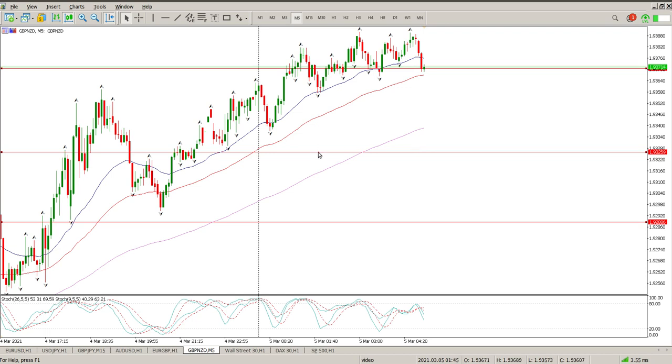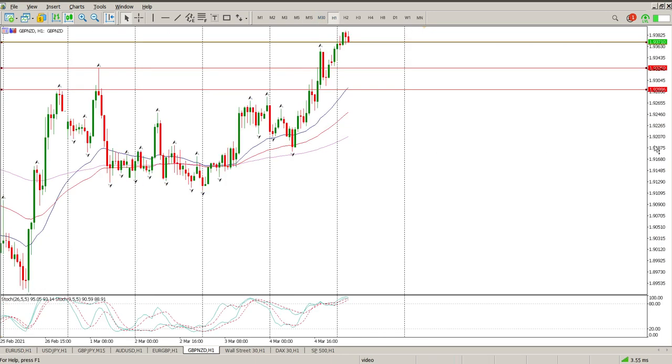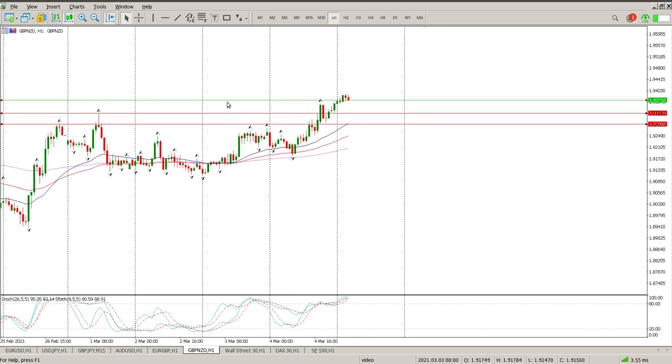So somewhere between 193,259 and 192,886 is an opportunity to buy, and hopefully this trend continues and we get the breakout through this level here. But be wary on the hour, you are in overbought territory right now.